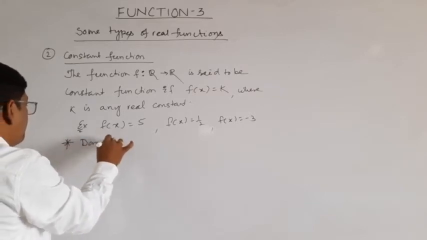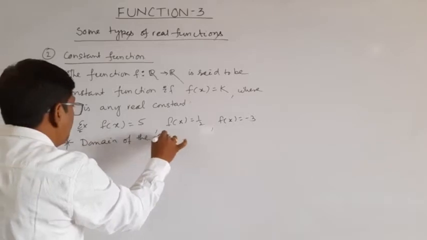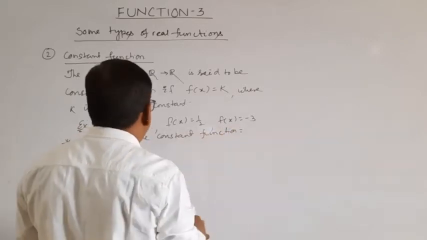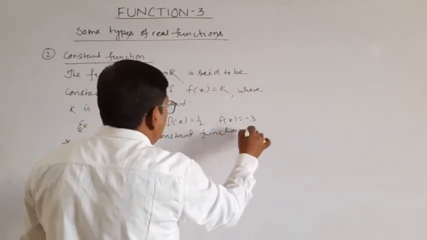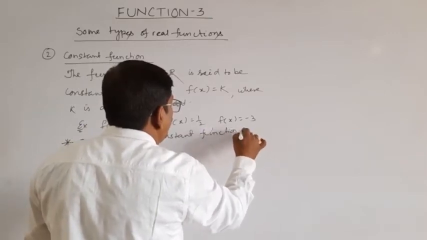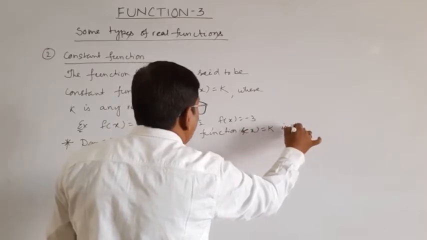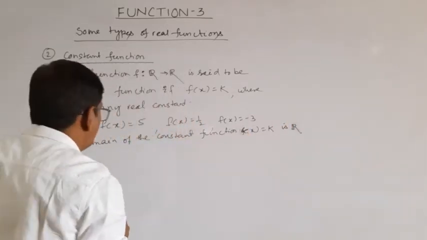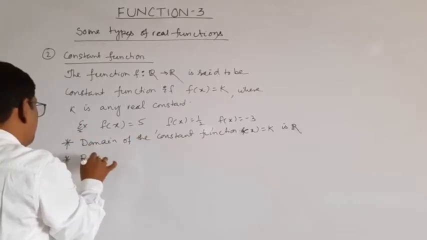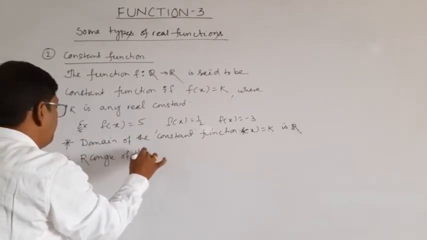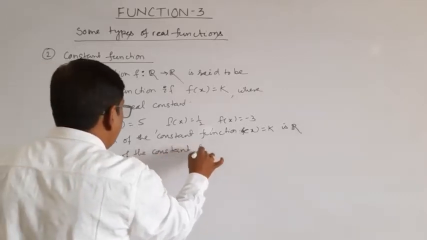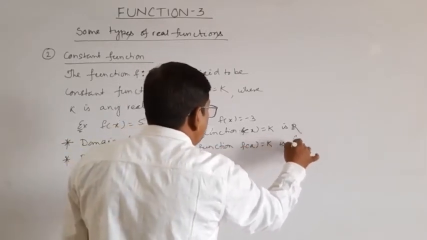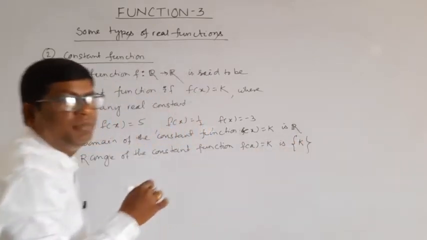Domain of the constant function f of x is equal to k is the set of real numbers R. Range of the constant function f of x is equal to k is the singleton set k.